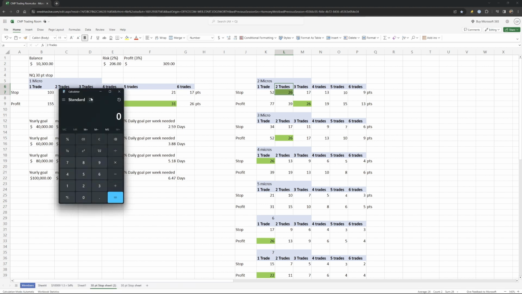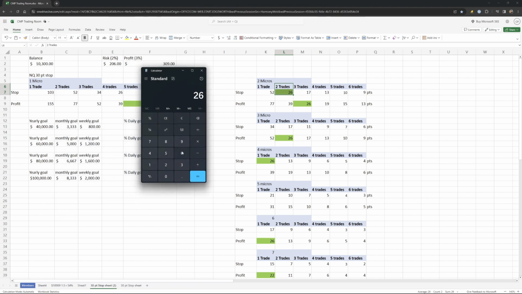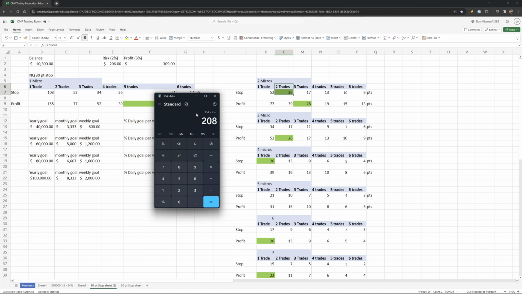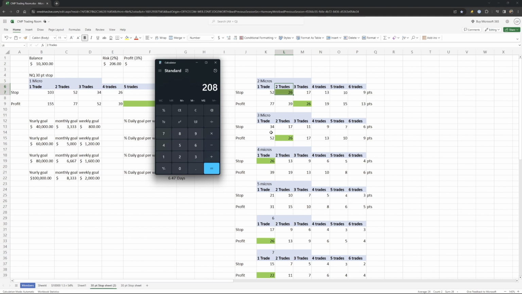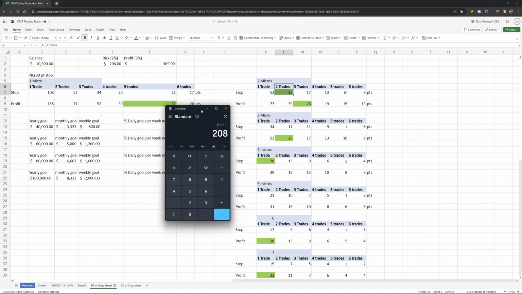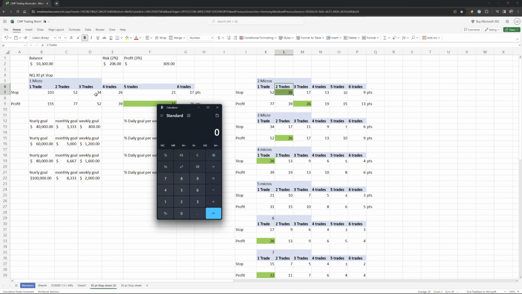So if we just go through that example, if I take 26 points times 2 micros, then times that by 2 trades, and times that by 2 again, that's going to give me 208, which is basically my stop on the day. So you can see stop-wise, it gets hard if I want to use 4 micros. You can see here, just one trade. So for example, 26 points on this one trade times 2, and then times 4 micros, I'm done, 208 again. So in this scenario, it's probably best for me to use the 34 point stop.